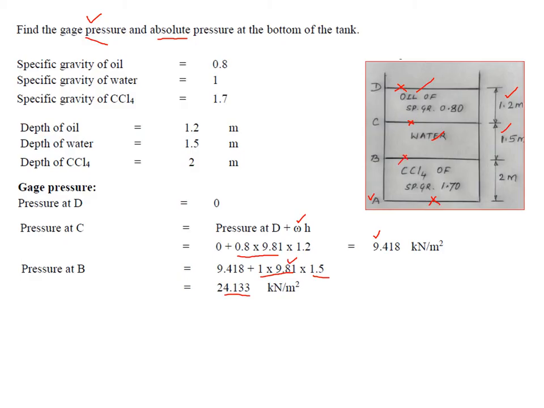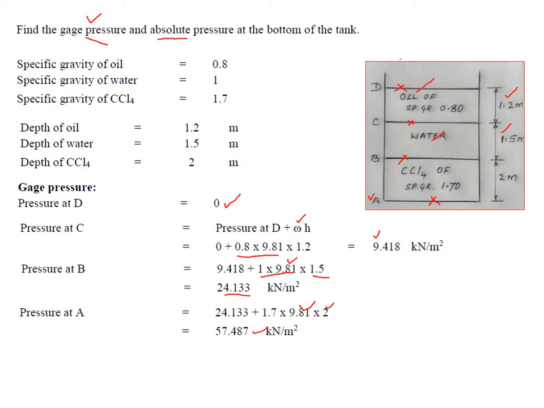Similarly, the pressure at A, which is at the bottom of the tank, is the pressure at B plus, as we are moving downwards, the specific weight 1.7 into 9.81, multiplied by H, that is 2. So the pressure at A is 24.133 plus 1.7 into 9.81, the specific weight, into 2, the height of the liquid. That gives the pressure. Since we had taken 0 as atmospheric pressure, all these values, 9.418 or 24.133 or 57.48, will be in gauge units. So these are all gauge pressures.